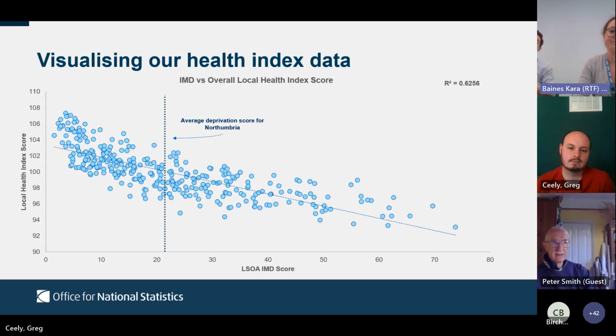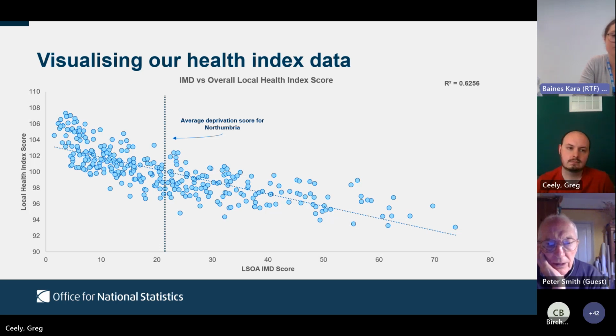So what we're looking at here is just a very simple scatter plot. We've got the LSOA level IMD score, the index of multiple deprivation score, on the horizontal axis, and on the vertical axis we've got our local health index score for each. There's the overall local health index score for each one of those LSOAs. And really the point of showing this is to show the value of the local health index as opposed to other indices such as the index of multiple deprivation. So you can see there that, broadly speaking, there is quite a clear correlation between the two. Generally, where we find a high level of deprivation, we find a low health index score.